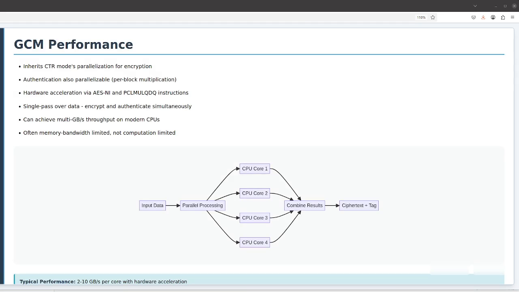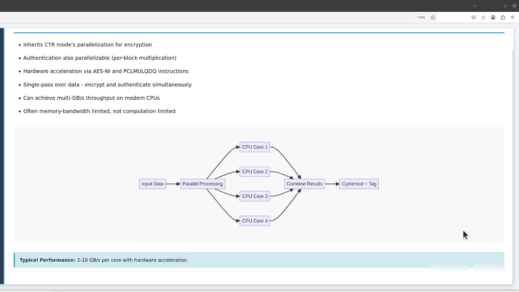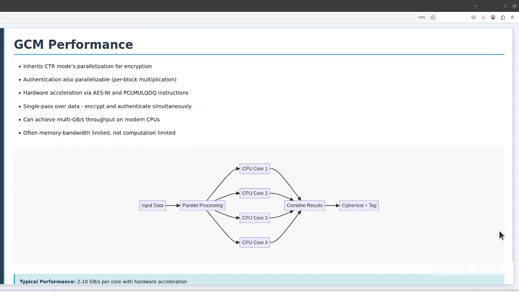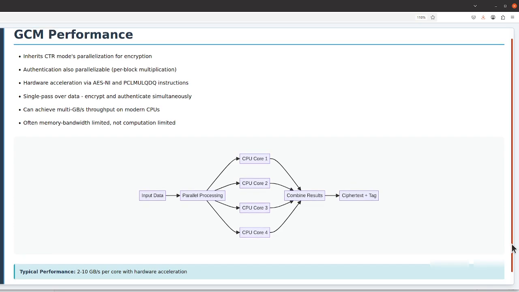GCM performance characteristics. One of the reasons GCM is so widely used is its excellent performance characteristics. Let us understand what makes GCM fast and how it compares to other approaches in terms of efficiency. First, GCM benefits from all the parallelization advantages of CTR mode. The encryption part of GCM is pure CTR mode, which means you can encrypt multiple blocks simultaneously. On a multi-core processor, you can have different cores encrypting different counter blocks at the same time. This makes encryption extremely fast.